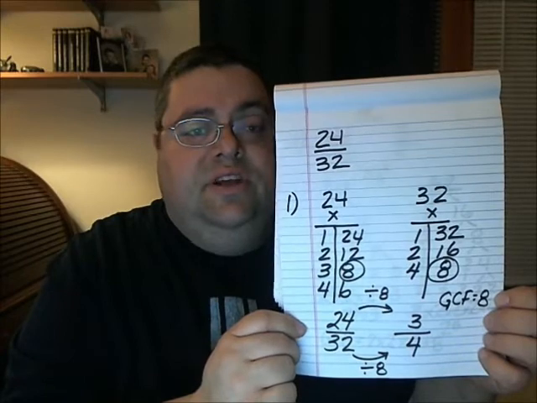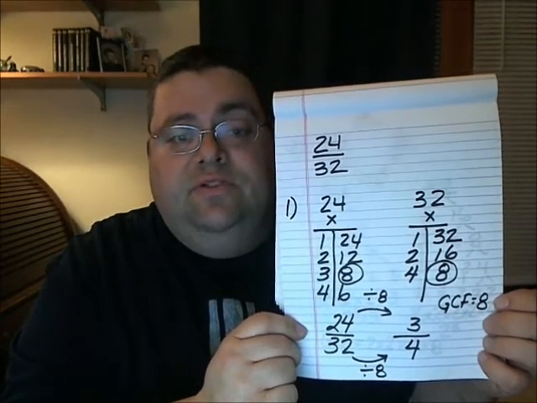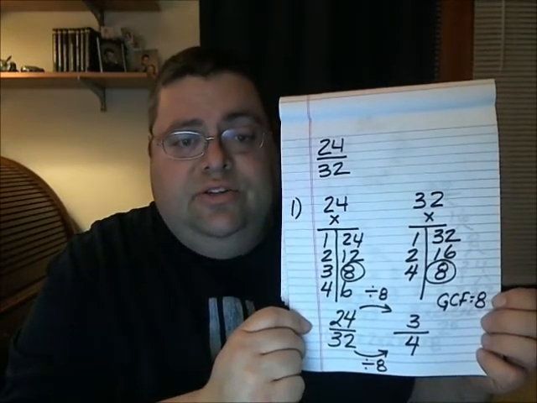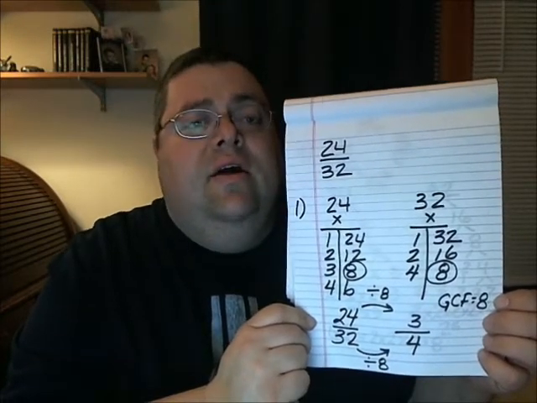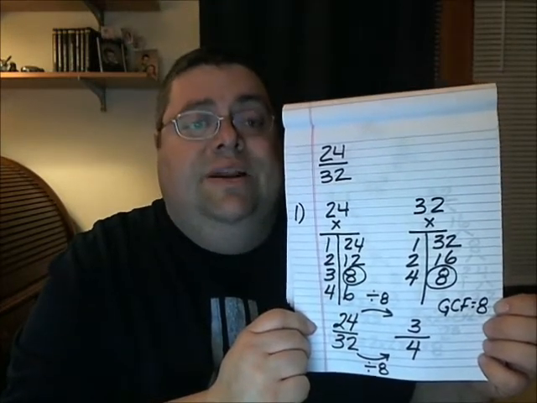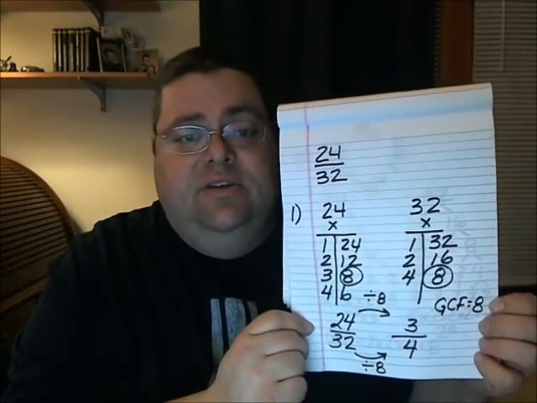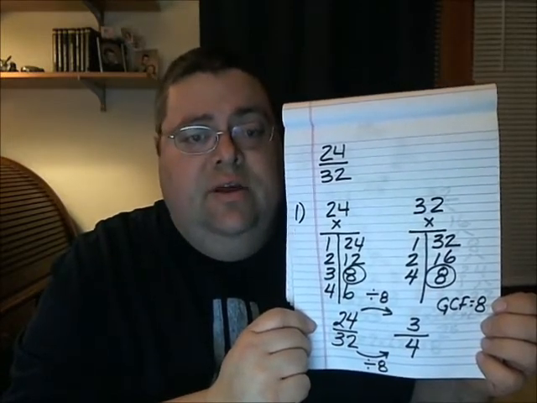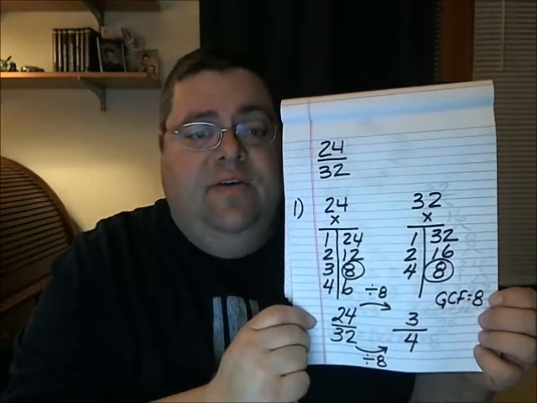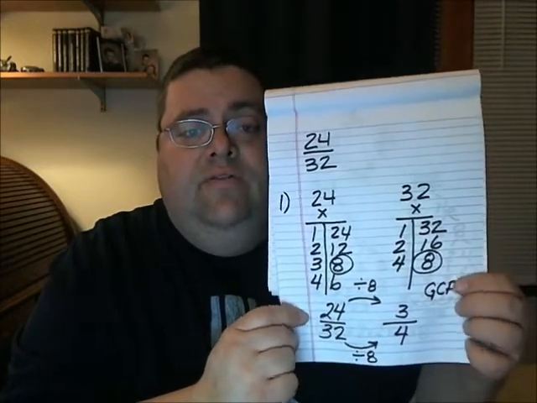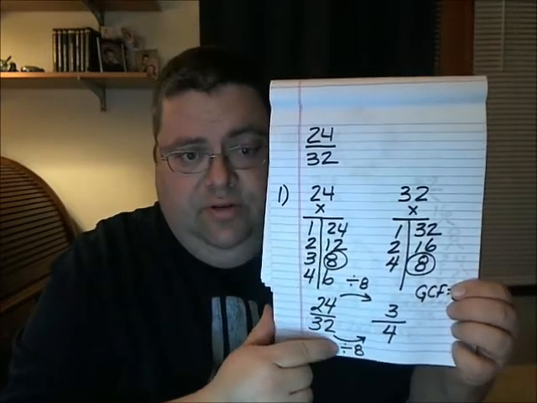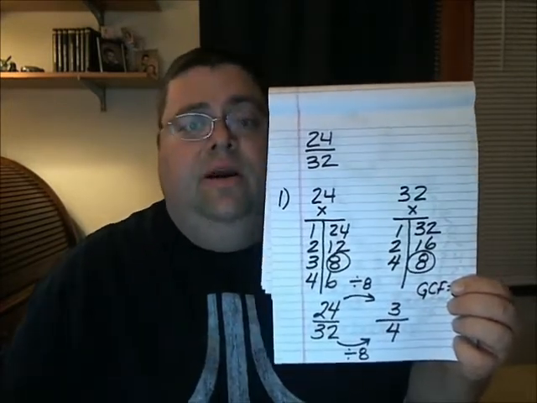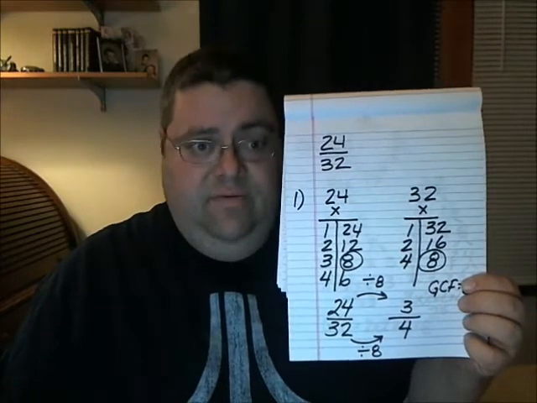Now, you'll notice they also have 4 in common. They also have 2. And while you could reduce the fraction or simplify it with 2 and with 4, all that will do is cause you to have to do it again because that's not going to get you to the smallest value. In this case, we want the greatest common factor, which is 8. 24 divided by 8 is 3. 32 divided by 8 is 4. And we end up with the fraction 3/4.